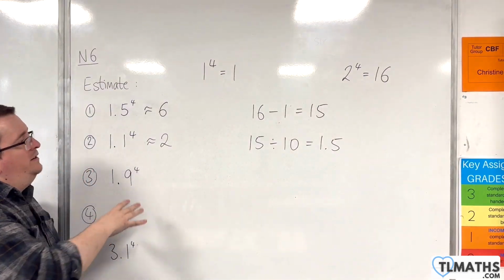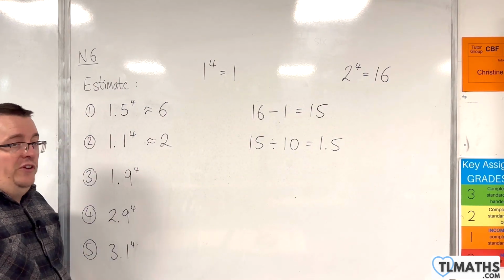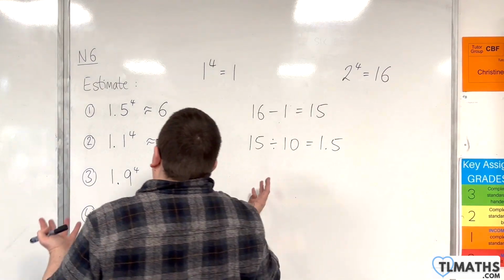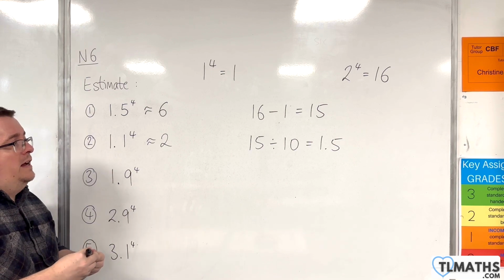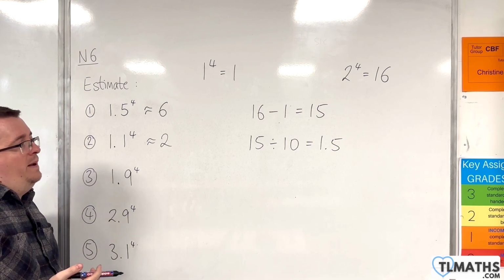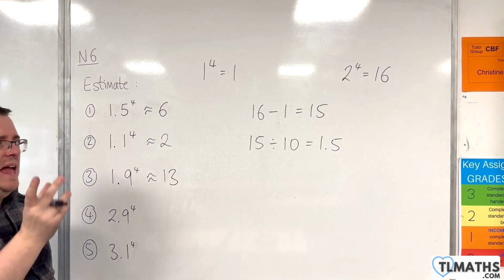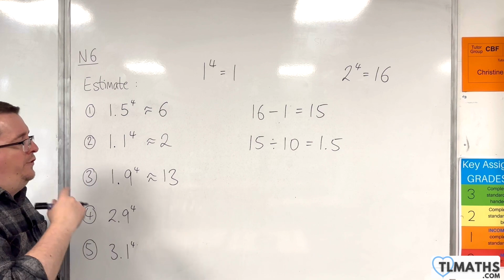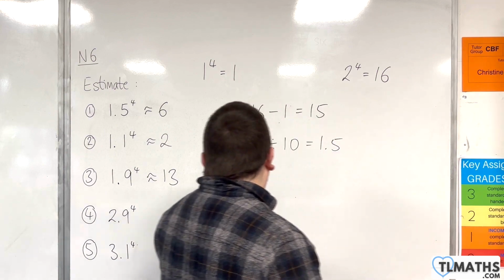Right, number 3, 1.9 to the power of 4. 1.5 down from 16 would be 14.5. But we know that that's an overestimate, so 14, maybe 13. I'm going to hedge my bets that actually it's more like 13. The differences, as we saw in the previous video, even at the top ends can be quite large, so it could be a couple of units. So I'm going to go with 13.